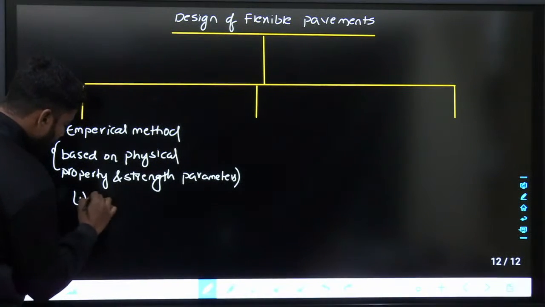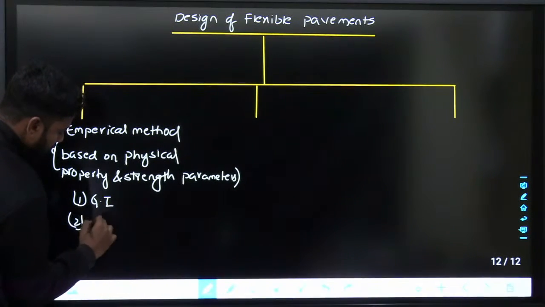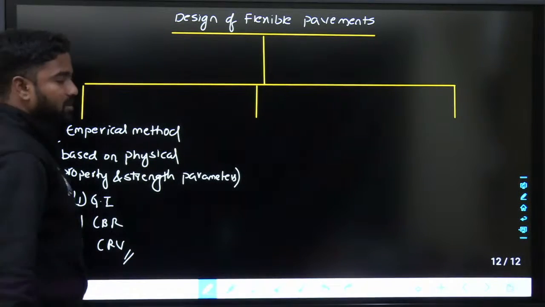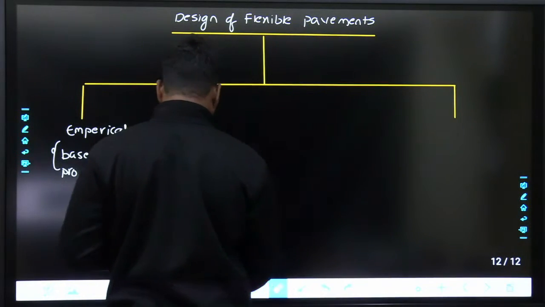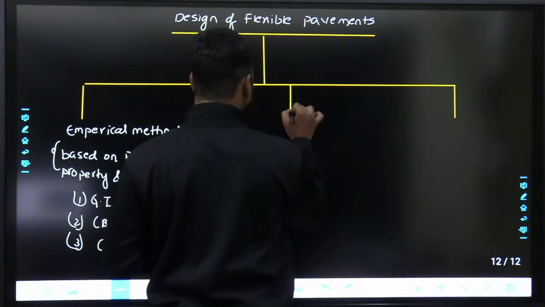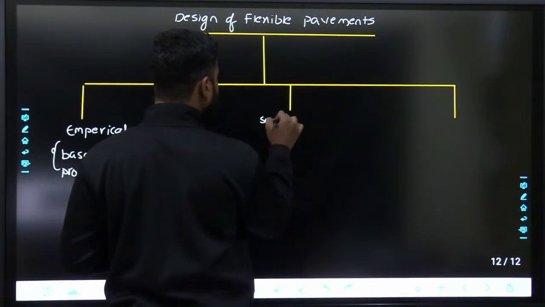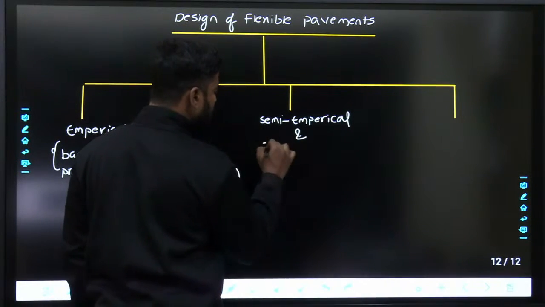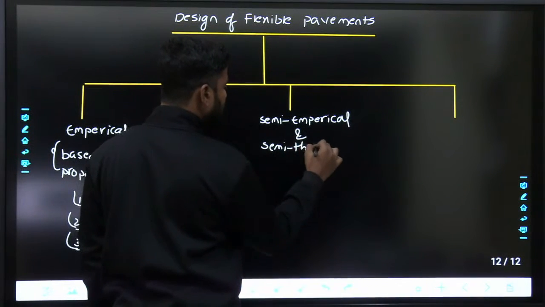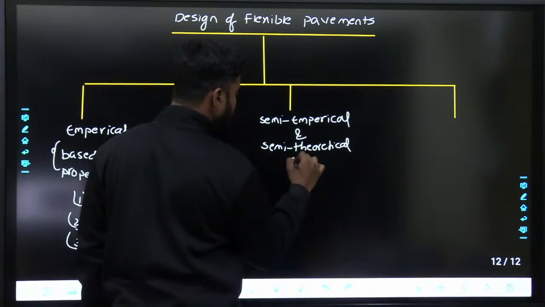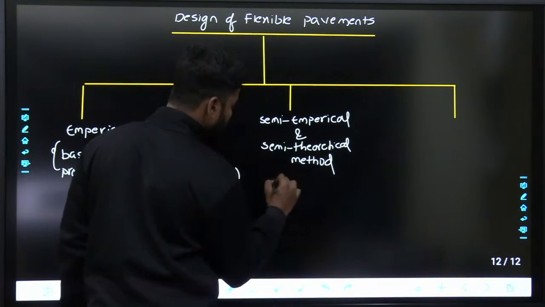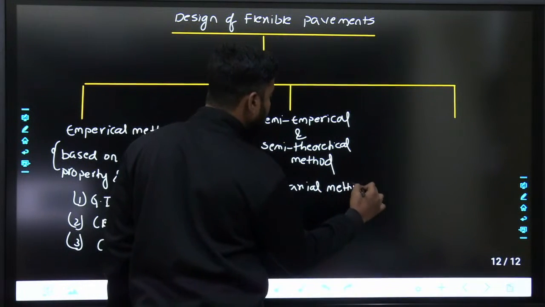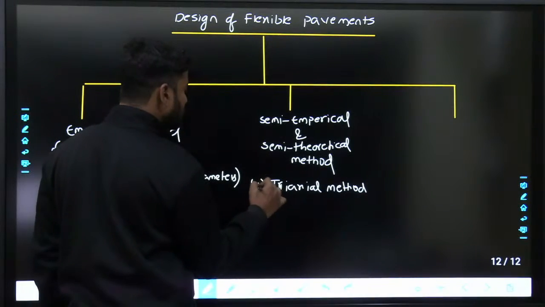The first ones are the group index method, the CBR method, and the California resistance value method. All those come under empirical methods, that is, based on physical property and strength parameters. The next one is the semi-empirical and semi-theoretical method. Here it would be the triaxial method. The triaxial method comes under the semi-empirical and semi-theoretical method.